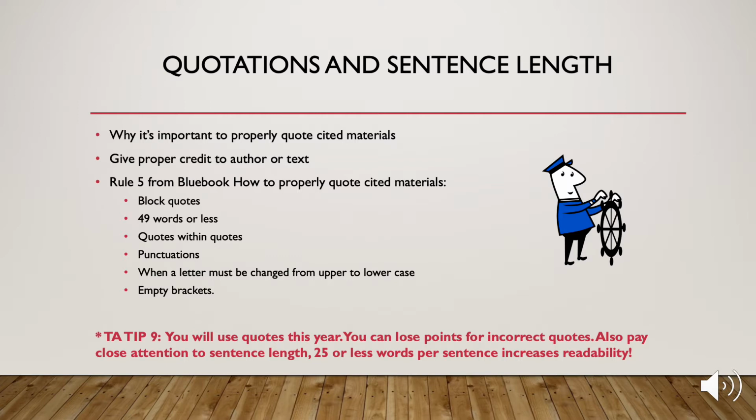TA tip number 9. You will use quotes this year. You can lose points for incorrect quotes. And also, pay close attention to sentence length. 25 or less words per sentence increases readability.